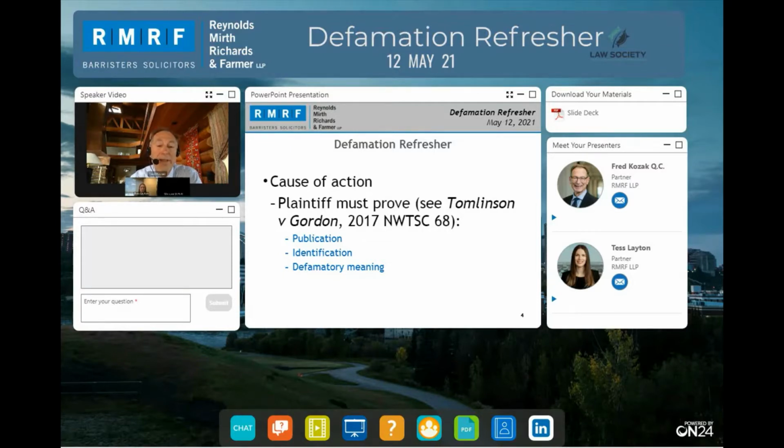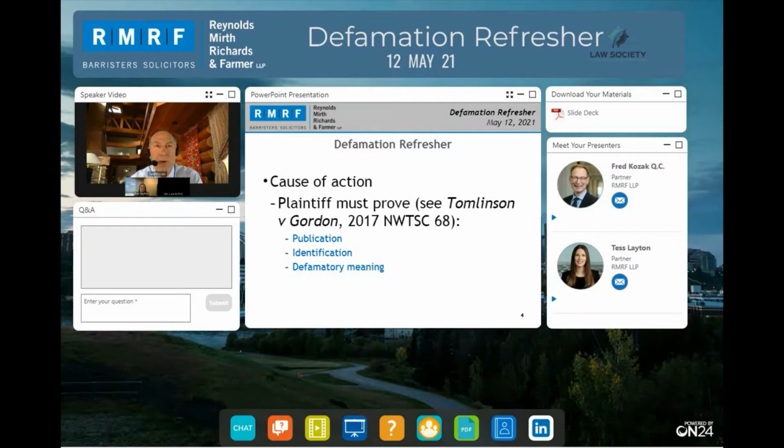confirming that a plaintiff essentially has to prove on a balance of probabilities three essential aspects: publication, identification, and defamatory meaning. In this case, Justice Shaner awarded the plaintiff $50,000 in general damages, a pretty significant amount given the fact that this was defamation through an altered image of a cartoon that was distributed, causing the plaintiff some significant difficulties.